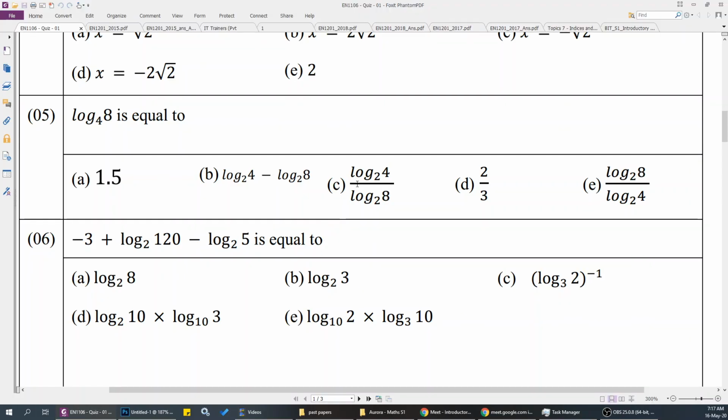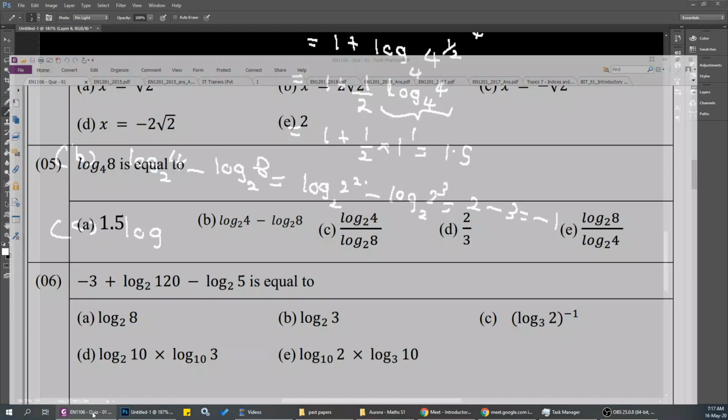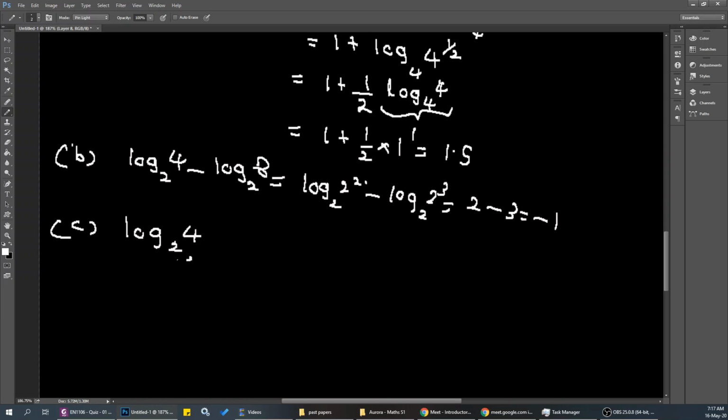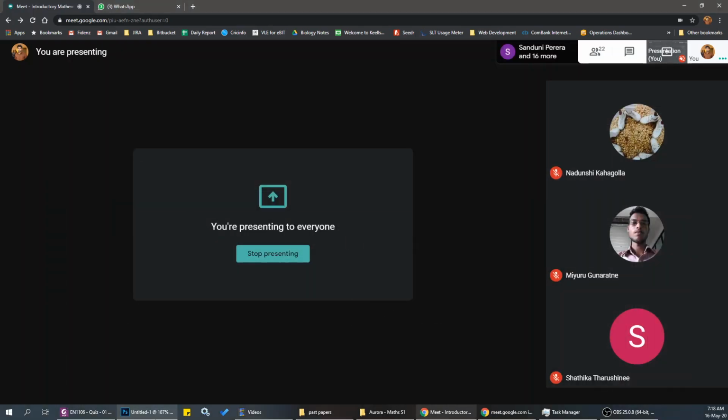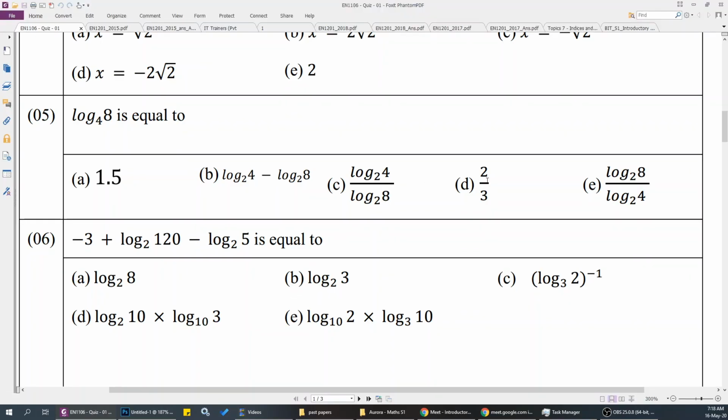We have C, log of 4 to the base 2 and log of 8 to the base 2. So this is again 2 over 3. Still the answer is not 1.5. It is not equal to 1.5. Then again we have 2 over 3.